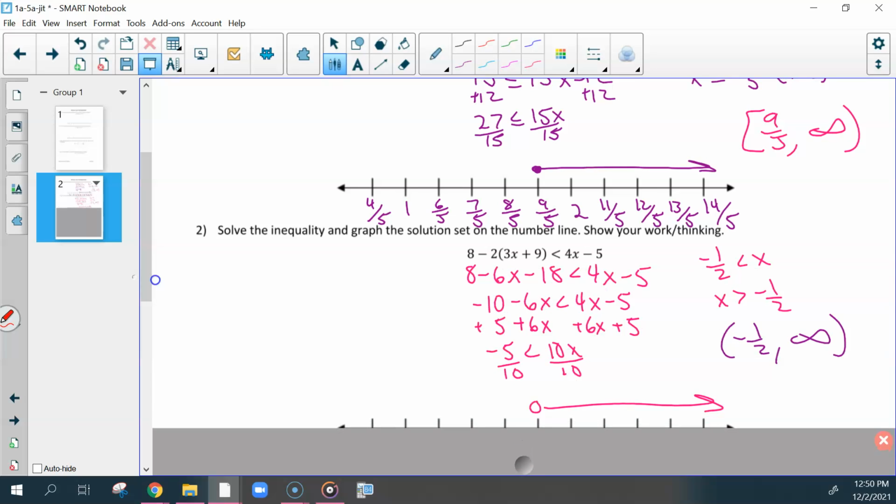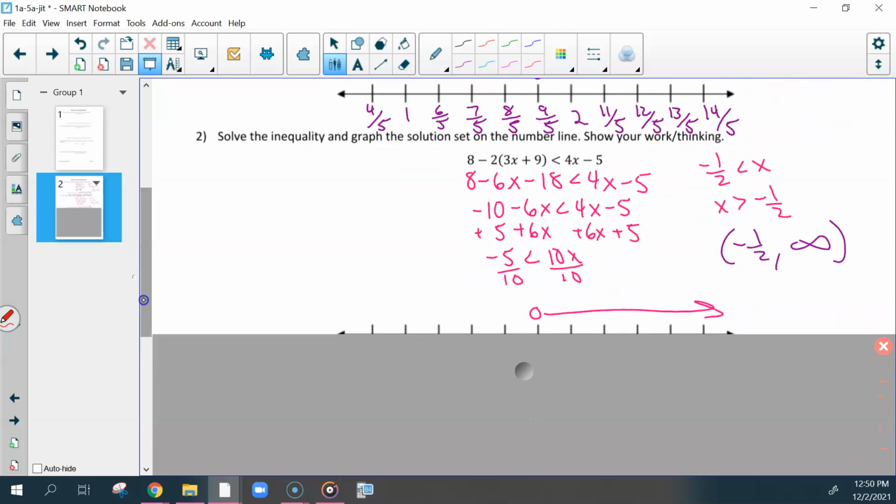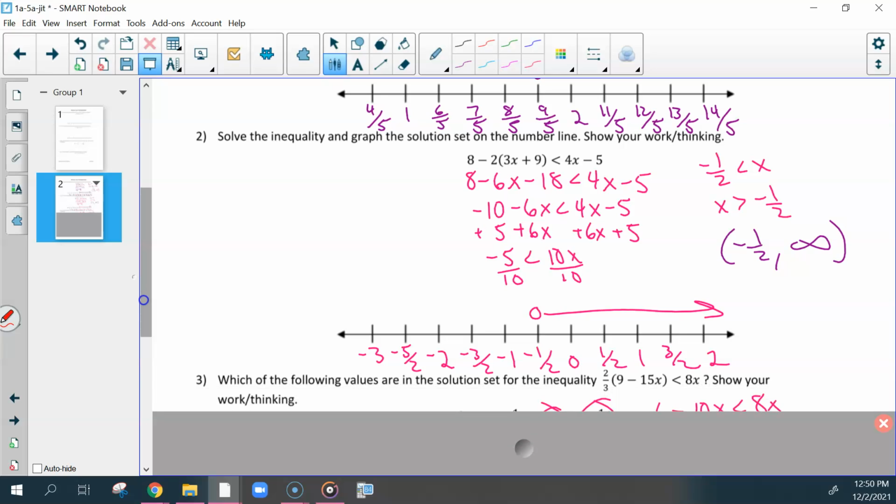For number 2, same process, solve for the variable. In this case, we would have x is greater than -1/2. I again had fractions and whole numbers in my number line. If yours didn't look like that, that's okay. As long as you have something that shows you have an open circle at -1/2 and it's going towards the right.